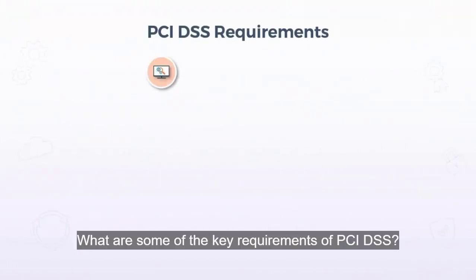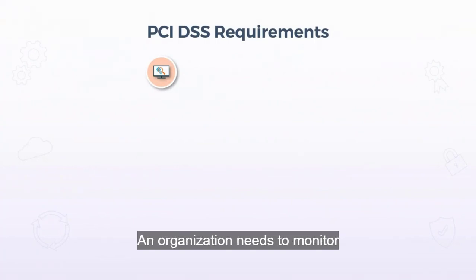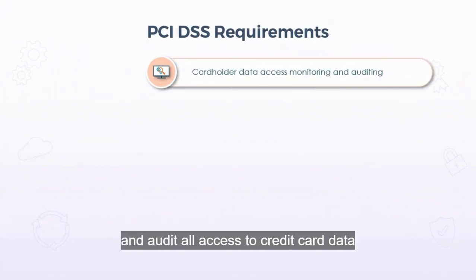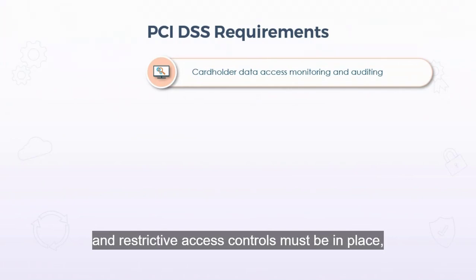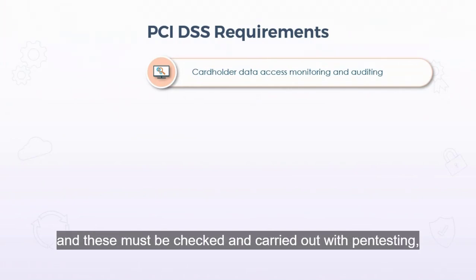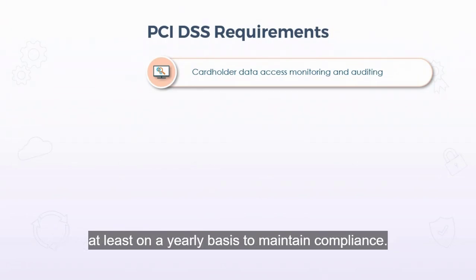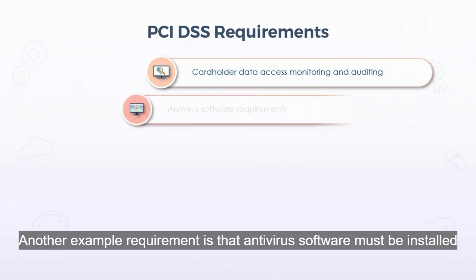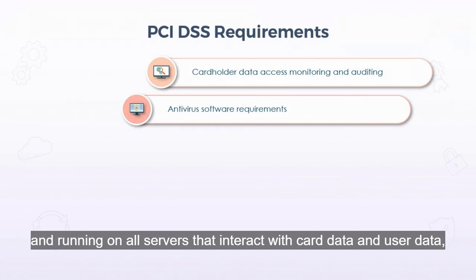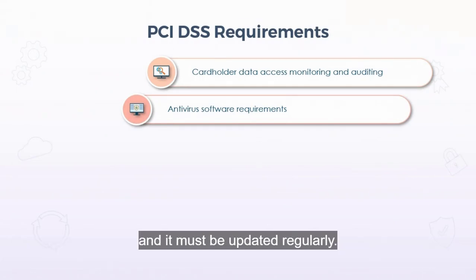What are some of the key requirements of PCI DSS? An organization needs to monitor and audit all access to credit card data, and restrictive access controls must be in place. And these must be checked and carried out with pen testing at least on a yearly basis to maintain compliance. Another example requirement is that antivirus software must be installed and running on all servers that interact with card data and user data, and it must be updated regularly.